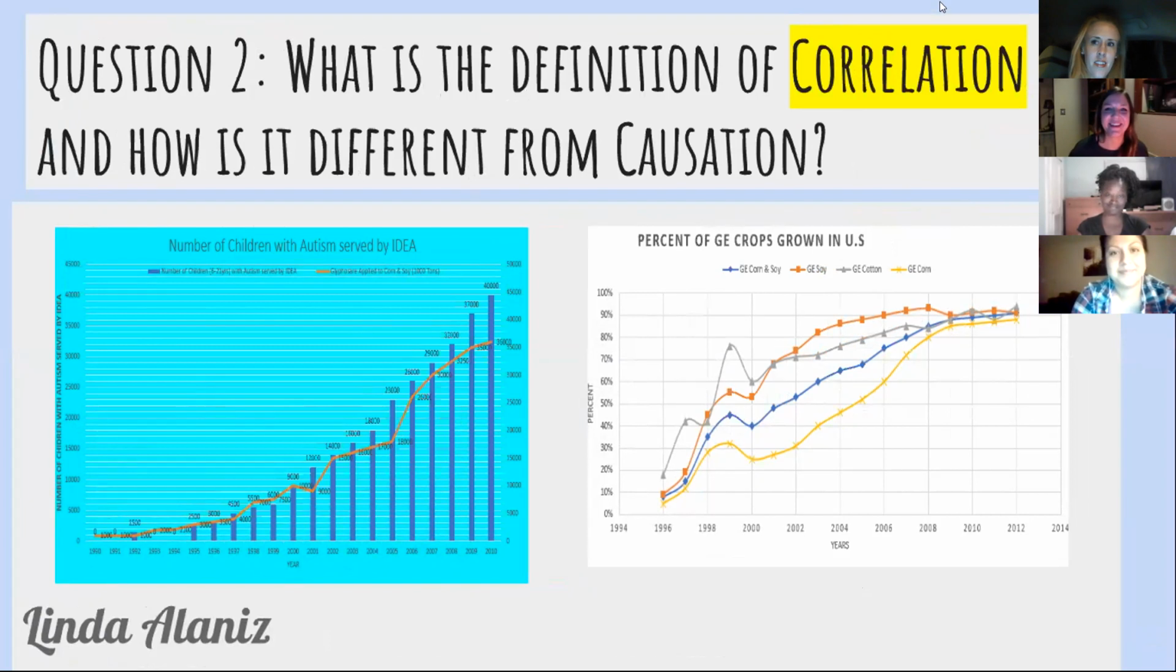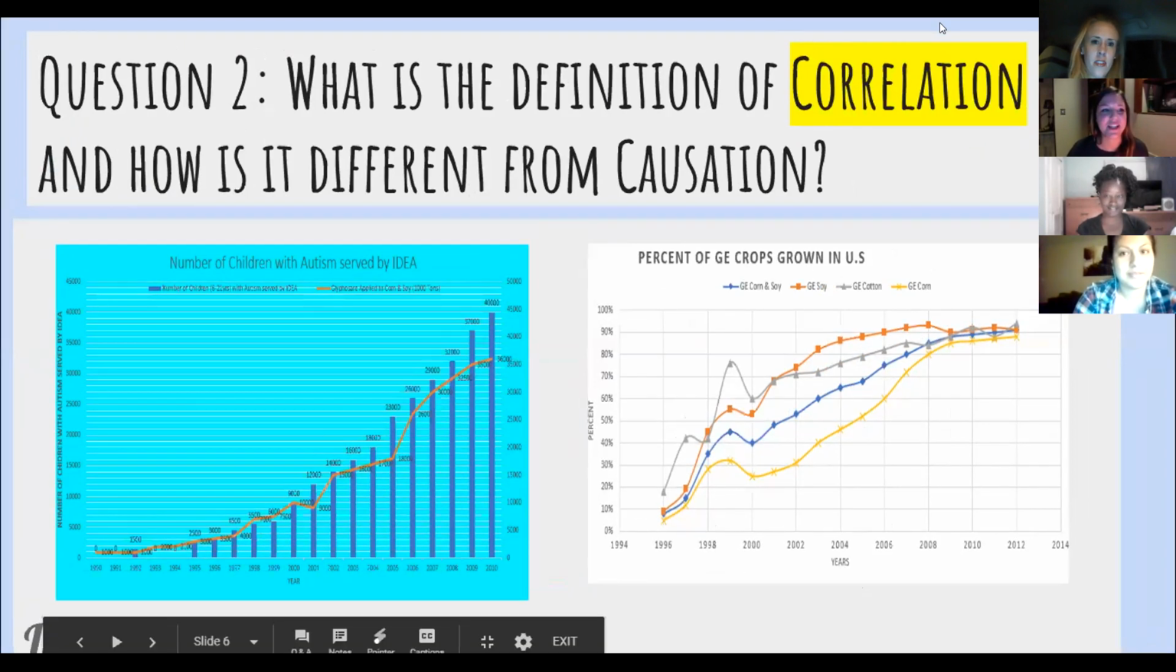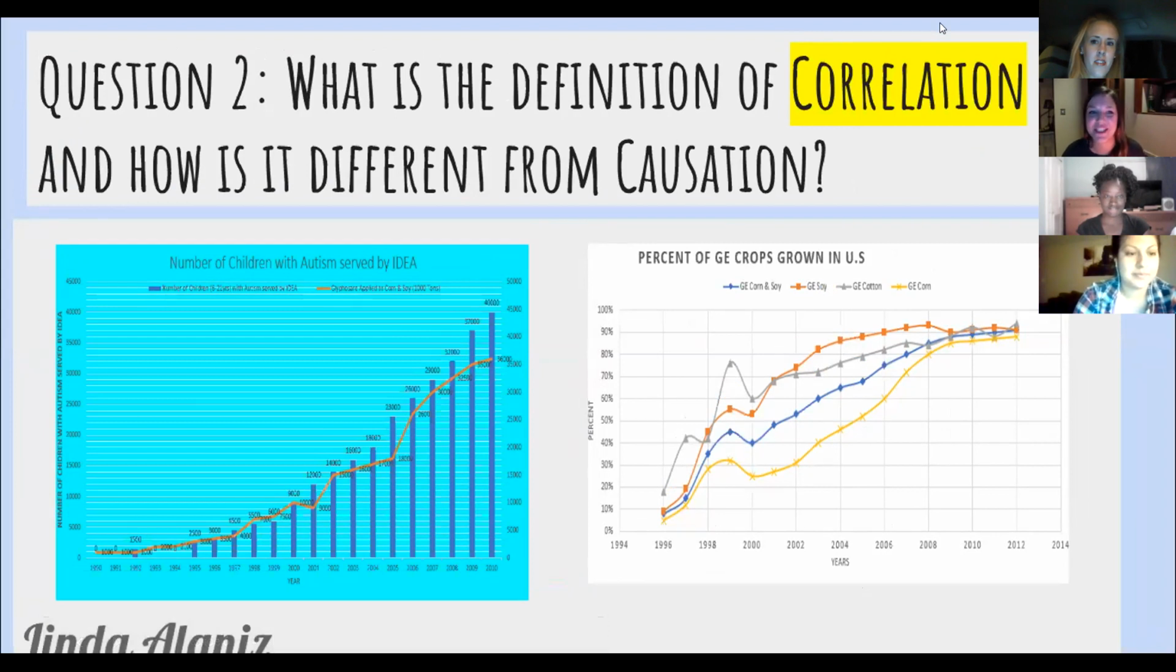Okay, Linda. What is the definition of correlation and how is it different from causation? Correlation is a statistical measure that describes the size and direction of the relationship between two or more variables. Correlation can be a useful measure, but it has its limitations, as it's usually associated with measuring a linear equation. Causation indicates one event is the result of the occurrence of the other event.